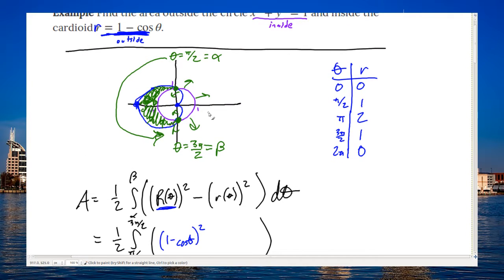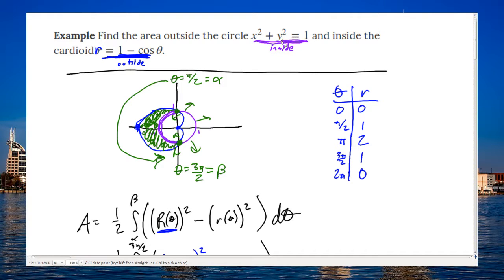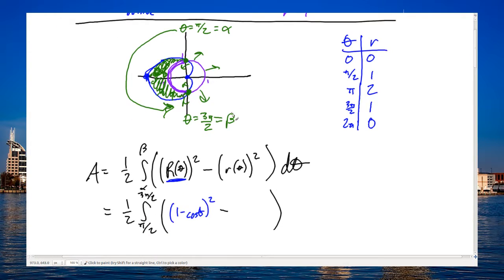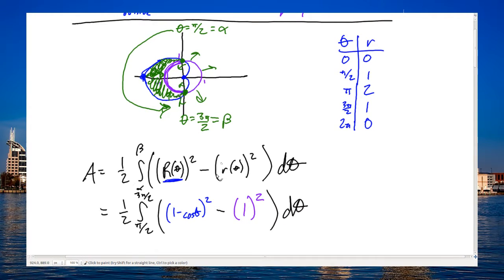squared, minus the little r. I was not given that as a polar equation, was I? Let's see, that little r, the inside of the region that I care about here is in purple, and it was given to me in Cartesian, but that's okay because the circle equation is the easiest one of all to come up with in terms of polar. It's a circle of radius 1, so that's just going to be r is equal to 1 squared, d theta. Can't forget that or I won't know what to integrate with respect to.